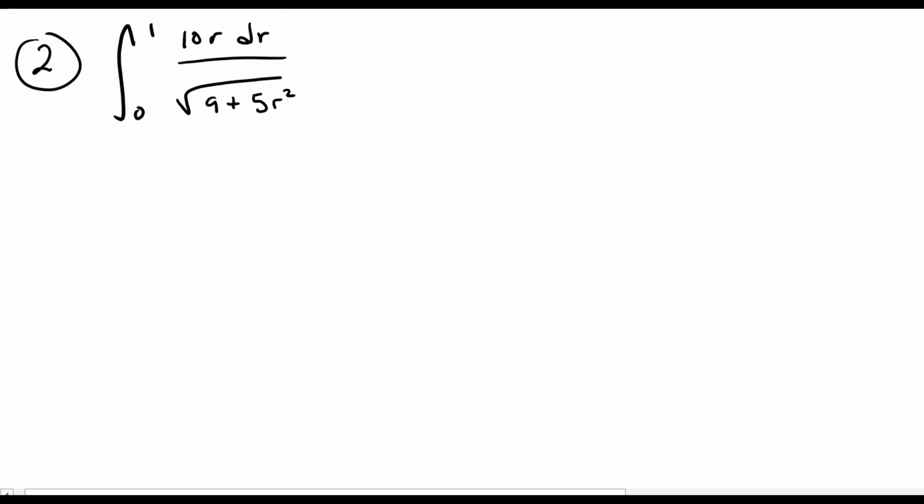Okay, so here is the next problem. Let's pick our u, and let me switch colors on you here. Our u will be, in this case, 9 plus 5r squared. Now you have to start looking and analyzing these functions so you can figure out what to pick for u. But once we figure out what u is, du is a lot easier. In this case, du is 10r dr. So really nice because we don't have to manipulate this in any way. We've already got our du and we've got our u.